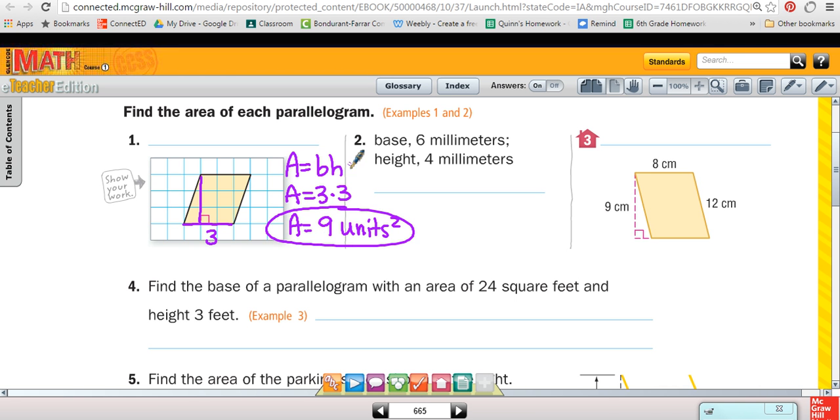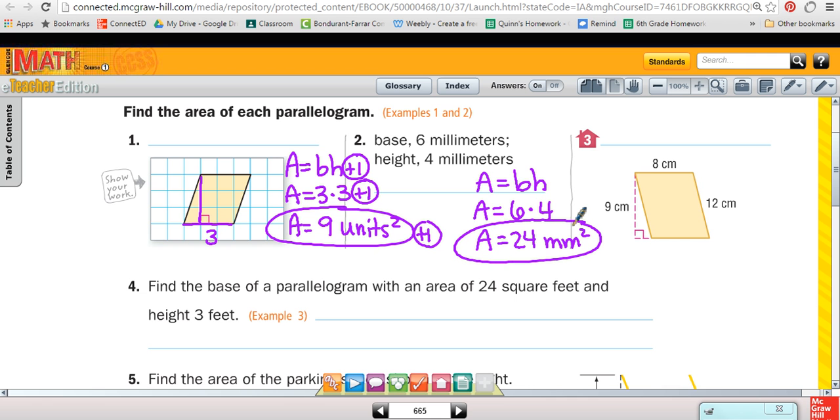Okay, you're going to get a point for the formula, a point for the substitution step, and a point for your answer with a label. If you're missing the label, remember it is minus a half. Number 2, formula is still the same. For the parallelogram, it's base times height. The base of the figure was 6 times the height, which was 4. So area is going to be 24 square millimeters. Okay, so 3 points for that one as well.